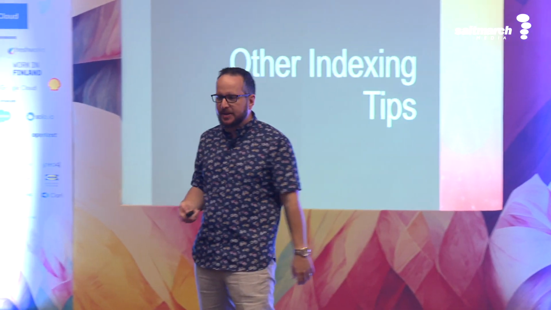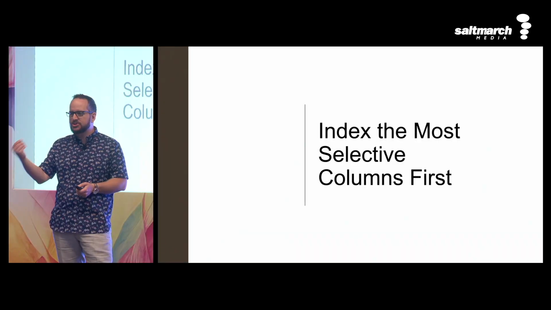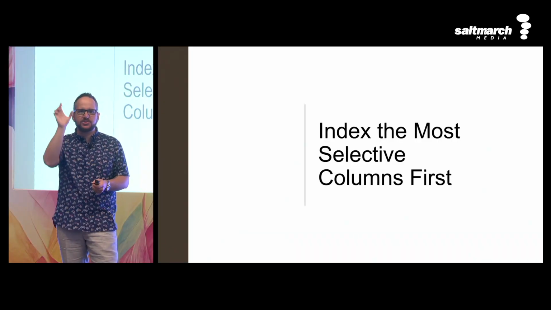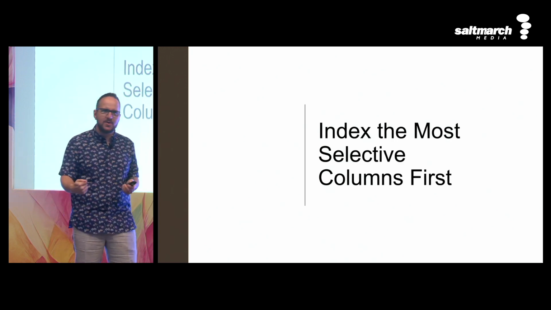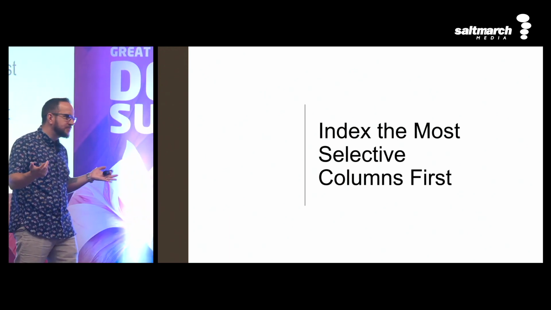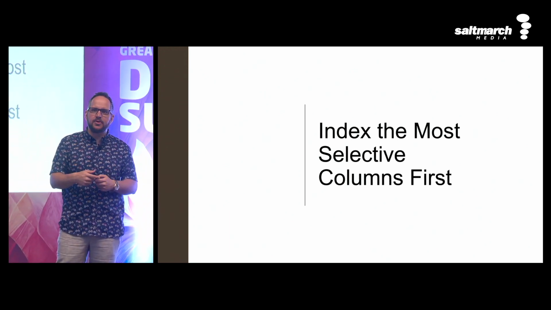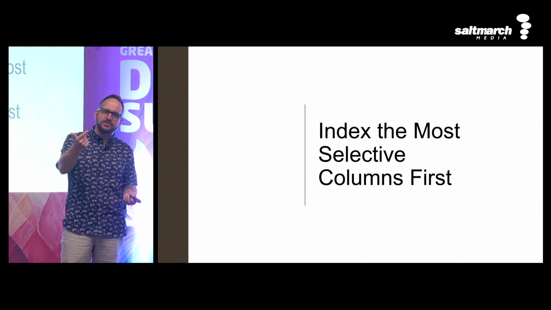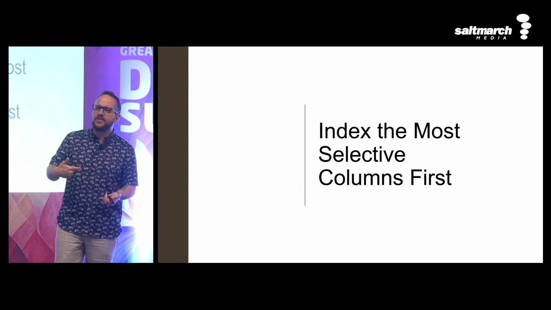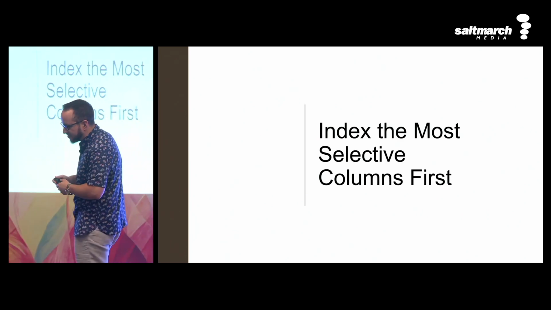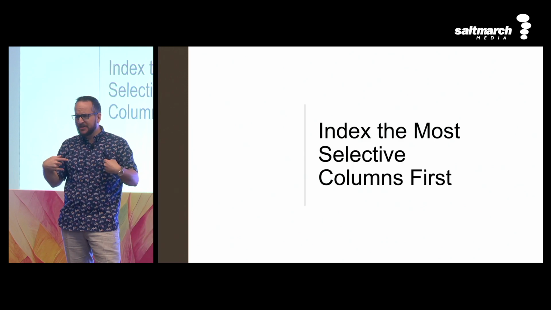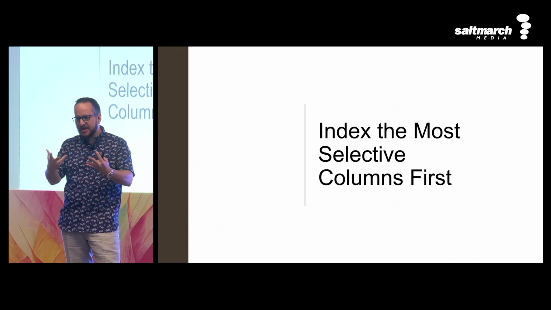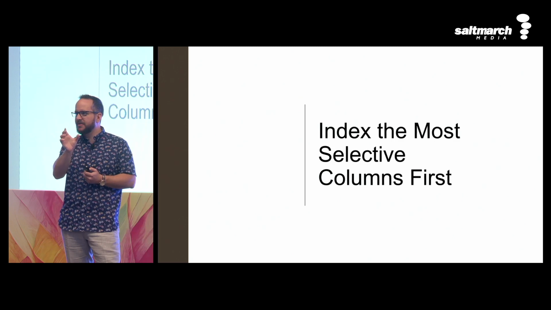A couple other indexing tips that are worth covering. Whenever you're building an index, always start with the most selective column first. Always make the first column of your index the column that's going to narrow it down the most. So if you're looking at, say, phone number or last name, well, your phone number is typically going to be more unique than last name. There's a lot of Subramaniams. And Venkat, of course, is my favorite. But there's a lot of Gandhis. And so start with whatever's going to be the most unique first.